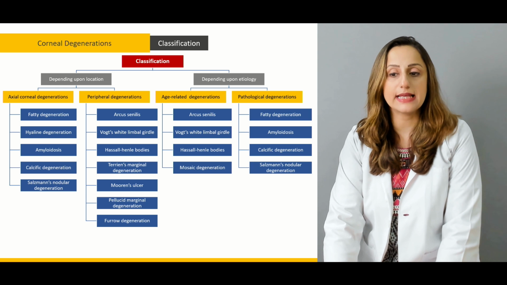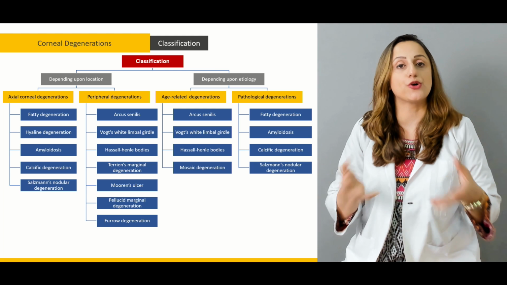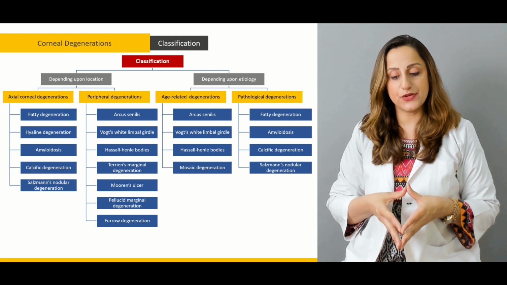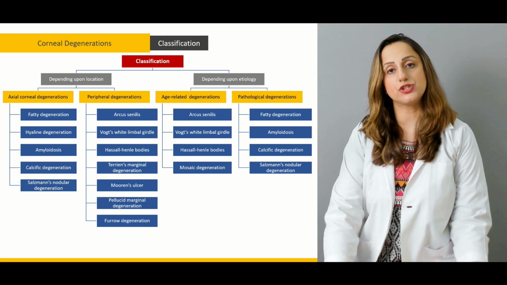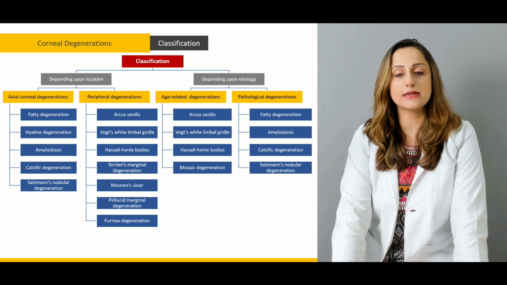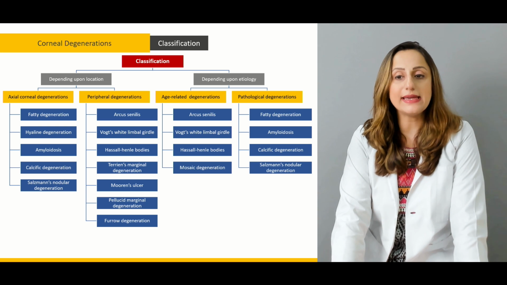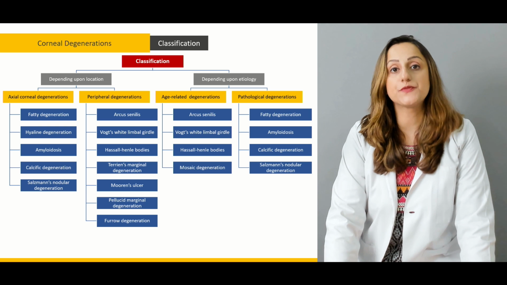And then we have Salzmann's nodular degeneration, which is usually related to the condition of trachoma in the individual. Either it is phlyctenular keratitis or rosacea keratitis that is noted in these individuals. So it's basically a quite brief summarization of the corneal degenerative processes.